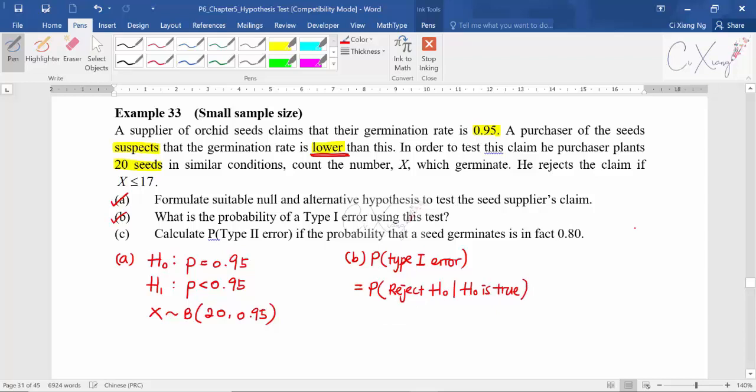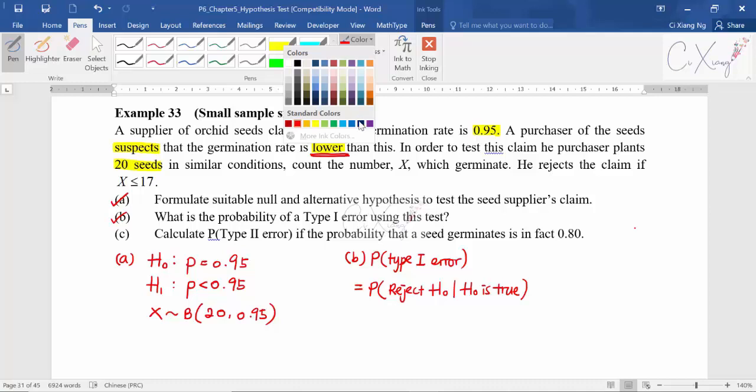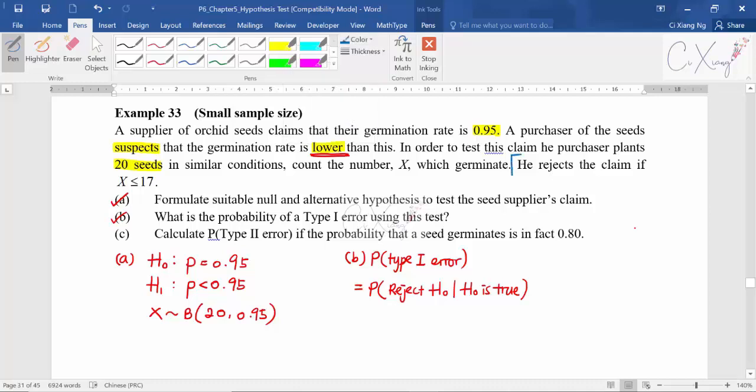So where can you get the rejection region? If you read this question again, have a look at this sentence here: He rejects the claim if X is smaller than or equal to 17. He rejects the claim. So what is the claim here? The claim means the supplier claims that P is equal to 0.95, right? So this claim means that the rate is 0.95. So the phrase "reject the claim" means that he rejects the null hypothesis.